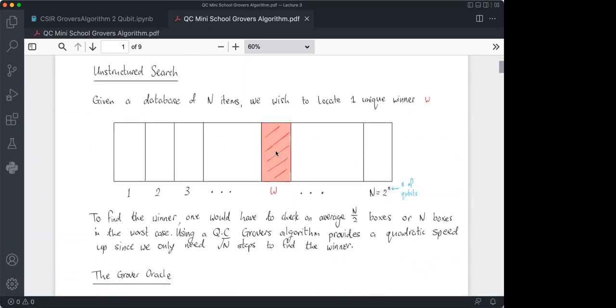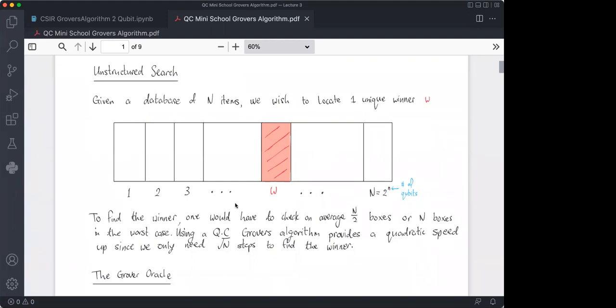So we'll first look at the unstructured search. As I very briefly described, we have a database of n items, and we want to find one unique winner. We call it a winner because it's the solution, what we're looking for in our search. And basically, if we draw it out, it looks like this. Usually this capital N, the number of items in our database, we can write as 2 to the n. If it's not a power of 2, then we just pad it. So if N is 3, we just use 2 to the 2, so we use 2 qubits to store our database, but that's just an aside.